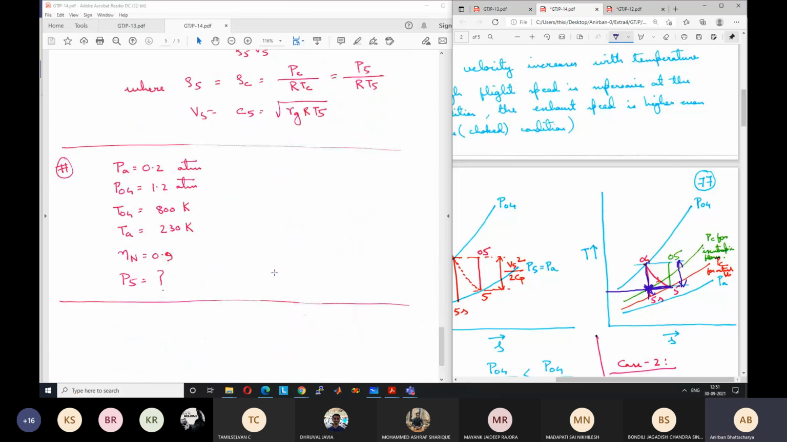So you should be able to solve a simple problem. Say the ambient pressure is 0.2 atmospheric pressure, and the inlet pressure to the nozzle is 1.2 atmospheric pressure. The inlet temperature to the nozzle is 800 Kelvin. Ambient temperature is 230 Kelvin. These are all realistic values. Nozzle efficiency is 0.9. Try to calculate what is the exit pressure.